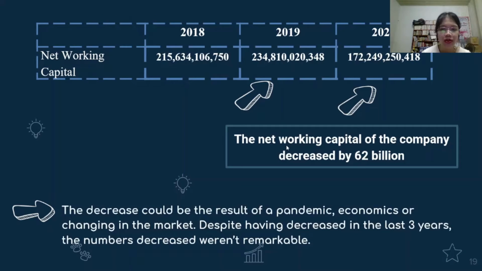The decrease could be the result of COVID-19, the pandemic, the economy, or changes in the market. Despite having decreased in the last 3 years, the decreases weren't remarkable. Now, to have a more specific analysis of the balance sheet, we will compare GDT with its competitor, Trường Thành Company.